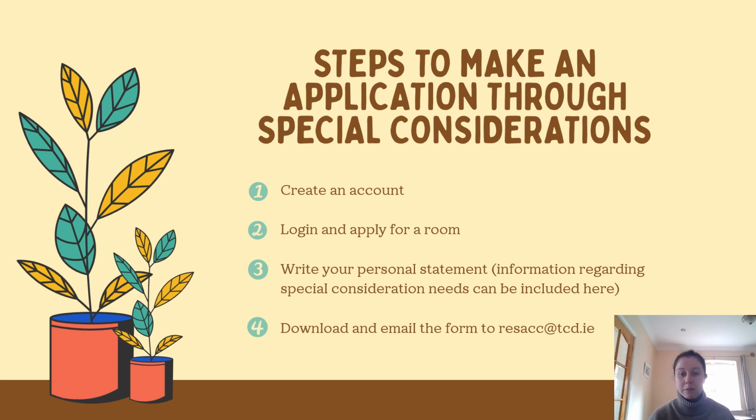Once you complete the online application and press submit, there's one more step that you need to do. You need to download the special considerations form, complete it and email it to the accommodation office at the email address on the screen. This is the very important step that you need to do to apply on the grounds of disability. The form will give you another chance to explain why, as a result of the impact of your disability, that an on-campus location would be best for you for accommodation for the year 23-24.